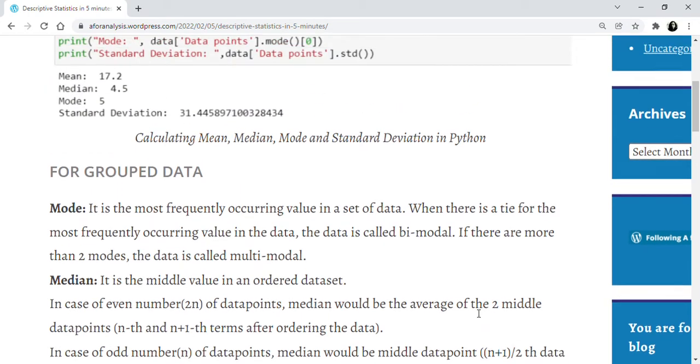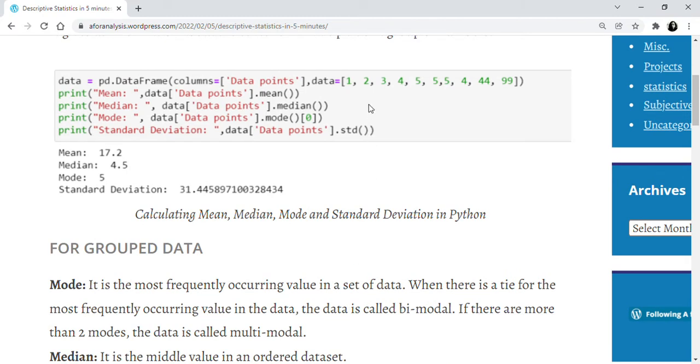So let's go back to our example. Here, as you can see, this is the data set we have. It's a really small data set. If we take the frequency for each value, 1 is appearing just once, 2 is appearing just once, 3 is appearing just once, 4 is appearing twice, 5 is appearing thrice, 44 is appearing just once, and 99 is appearing just once. So if we think about the frequencies, the most frequent number appears to be 5. So that's how you can see that the mode is 5 here.